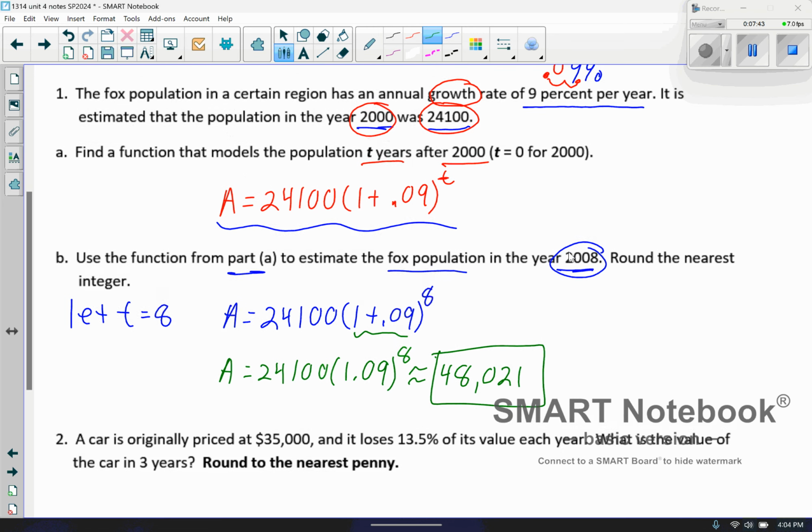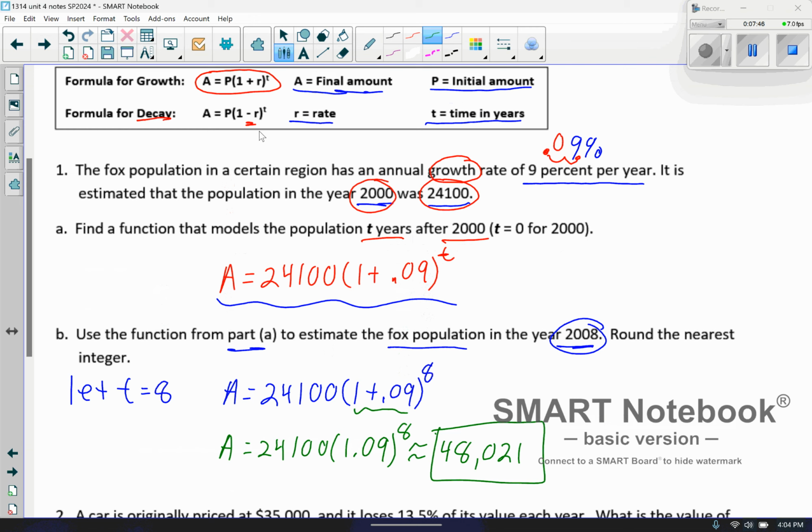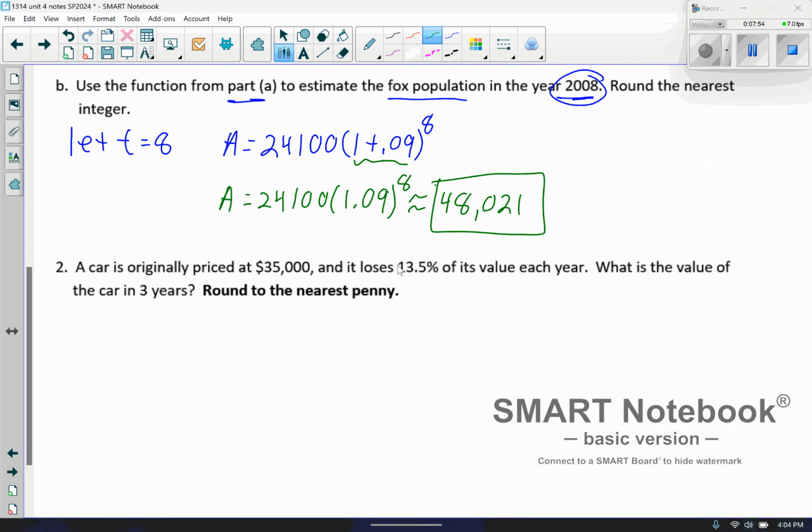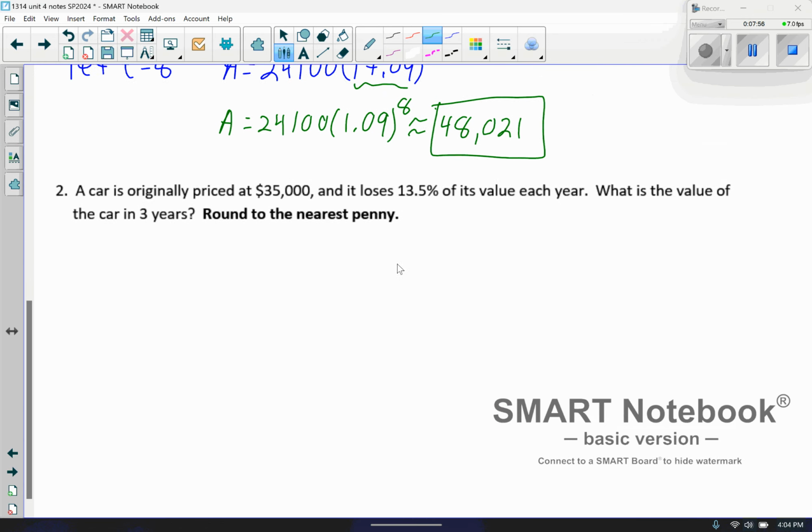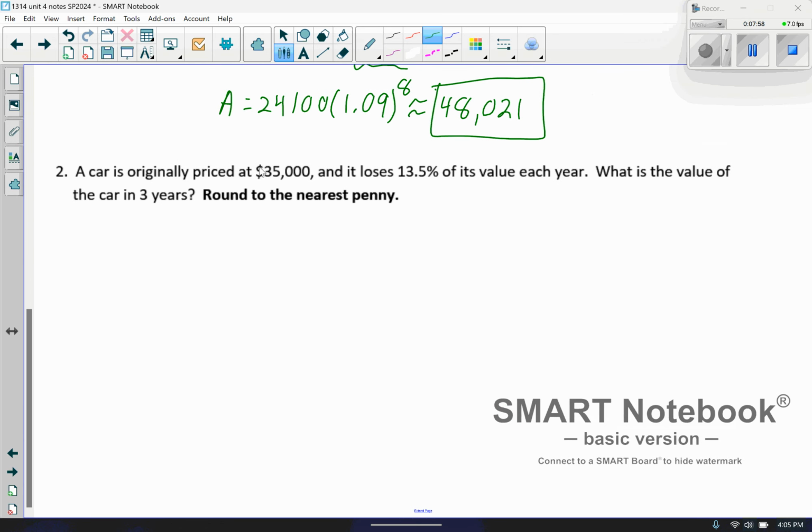Okay, so we're about to do pretty much the same thing, but now we're going to look at one of the decay ones. The only difference is we're going to use subtraction instead of addition. So let's look at this one. I like this one. A car is originally priced at $35,000. It loses 13.5% of its value each year. What is the value of the car in 3 years? Let's round to the nearest penny.